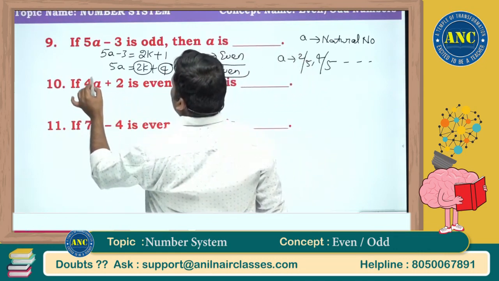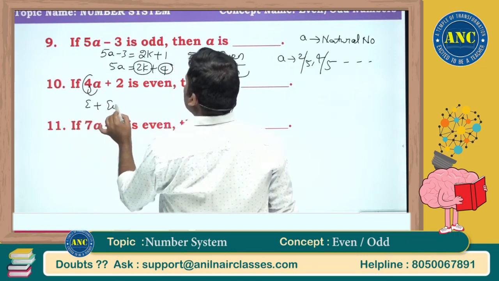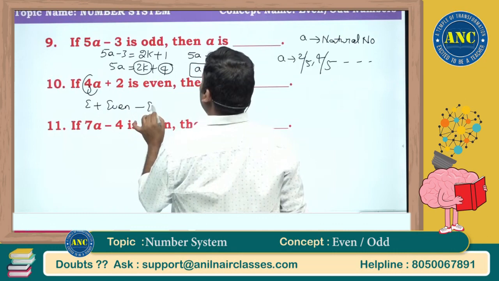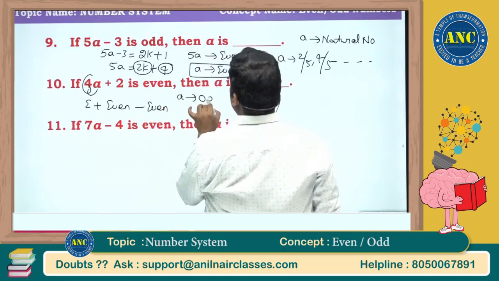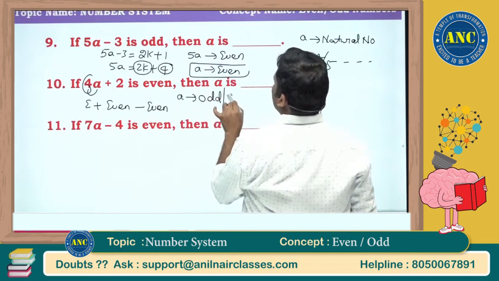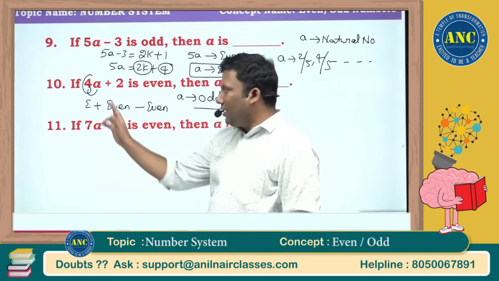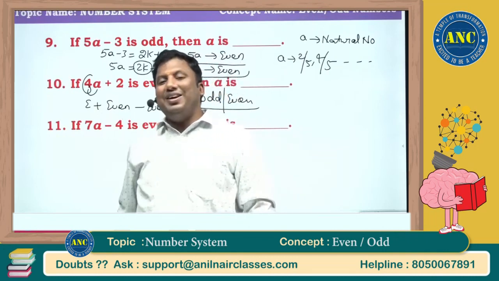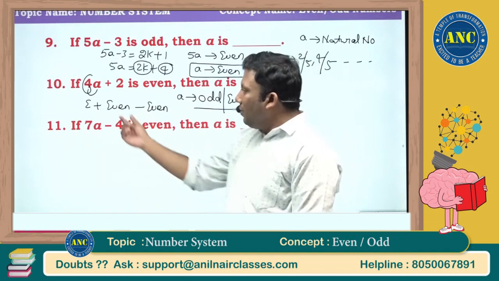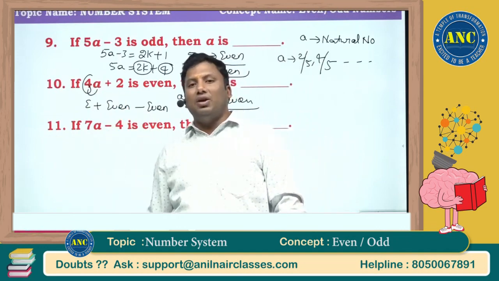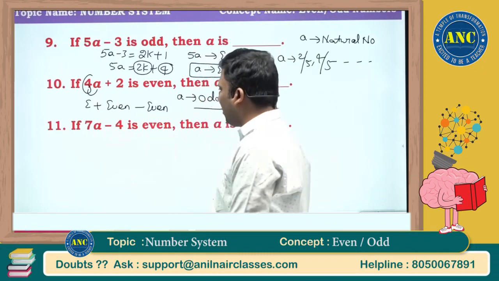Now see here. Even into any number is even. 2 is even, even plus even is even. That means a here can be sometimes odd or sometimes even. Even into any number is even. 4 is even, even into any number is even. I hope the 10th one is clear, because the first numerical value, 4, is even, and even into any number is even.